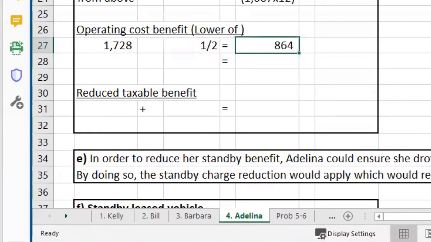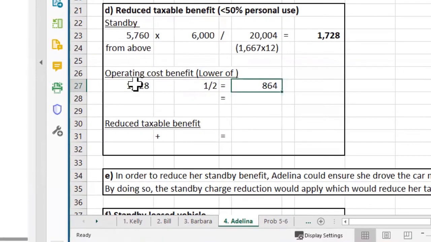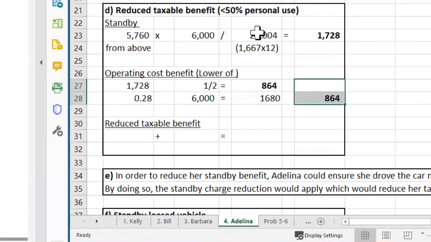So that's a much smaller operating cost benefit. We have to compare that now and see if we have a smaller possibility. So the other one is we've calculated it already up above, but it's 0.28 times the personal kilometers. The number of personal kilometers, we didn't actually calculate this one. The number of personal kilometers is 6,000 now. So 0.28 by 6,000 is 1,680. We're going to pick the smaller of those two things because we want the smaller income inclusion. That is 864. And so we've got 864.